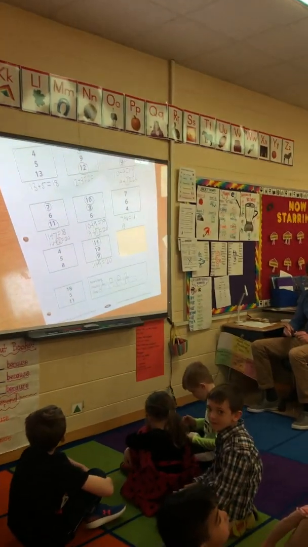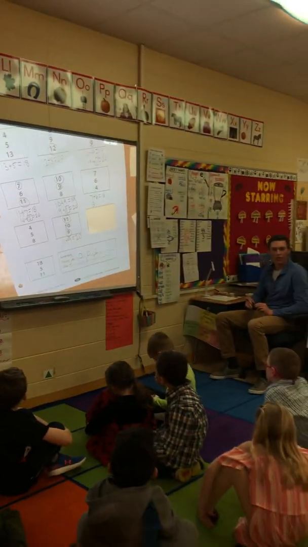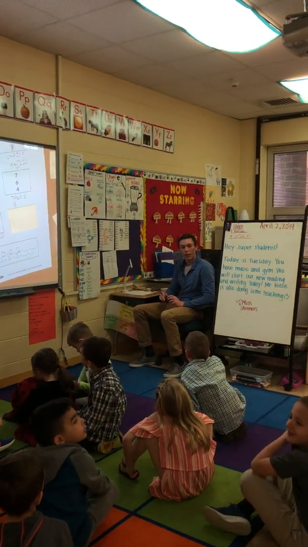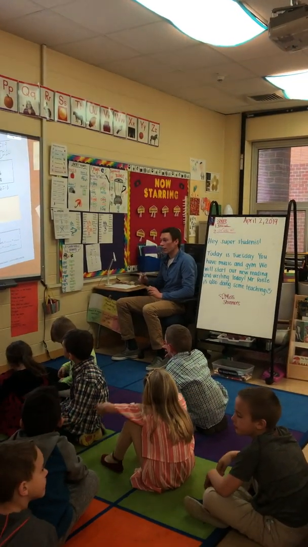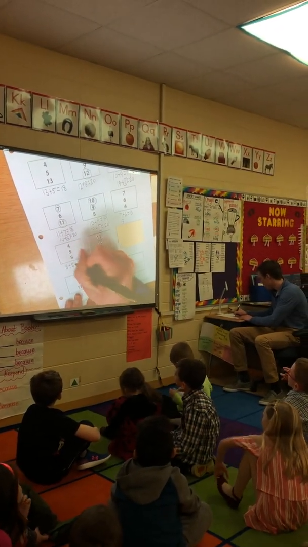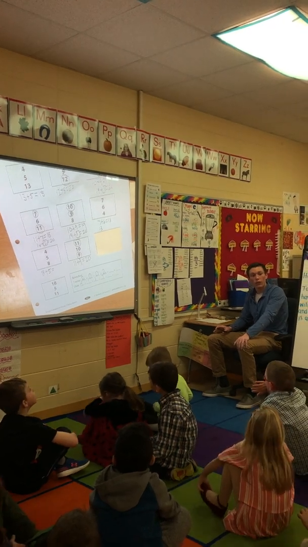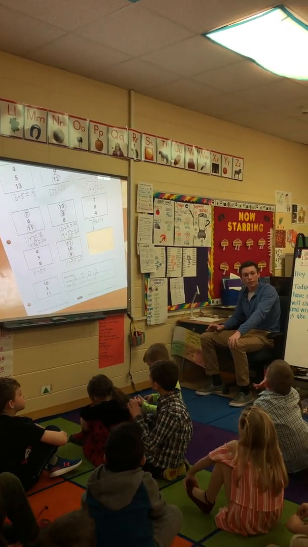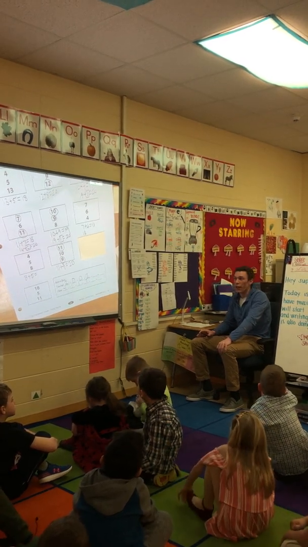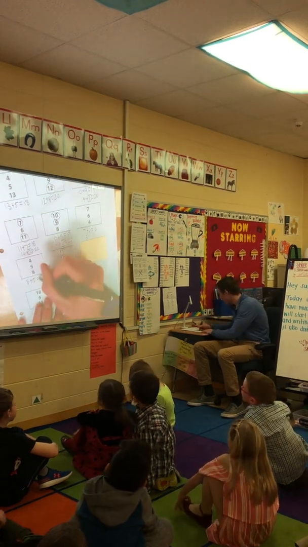I think you should do 8 and 5, because that's the closest you can get to 20. Because if you did 8 and 4, then it would be 12. And what's 8 and 5? 13. Good job. So that's the closest we can get.